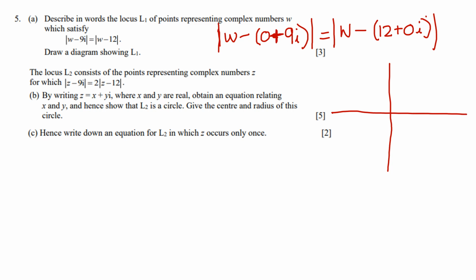So we've got 9i, so that's the imaginary axis. So we'll have a 9 on there. And then we've got the real axis, and this point's 12 along, 0 up. So it's there. So basically, Wally must be the same distance away from that point as he is from that point. So in the middle there, it could be here, anywhere on this, what they call the perpendicular bisector.